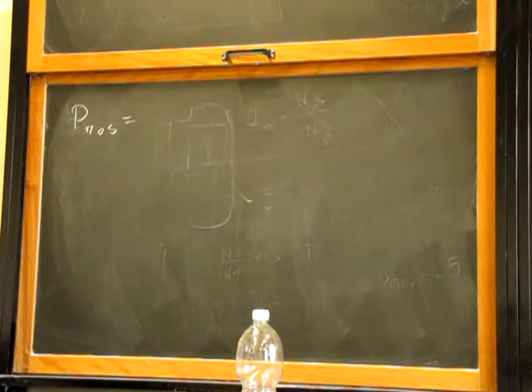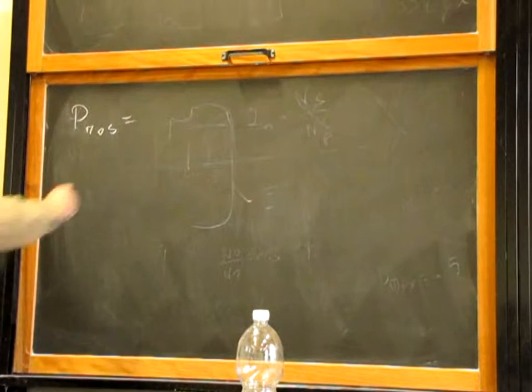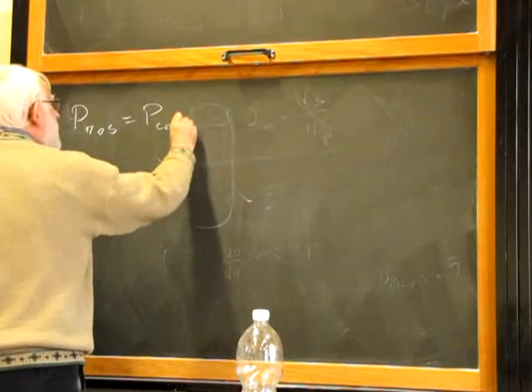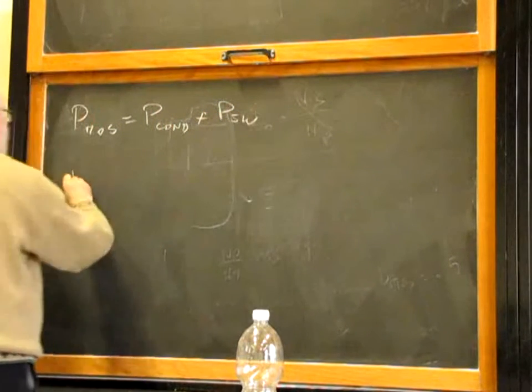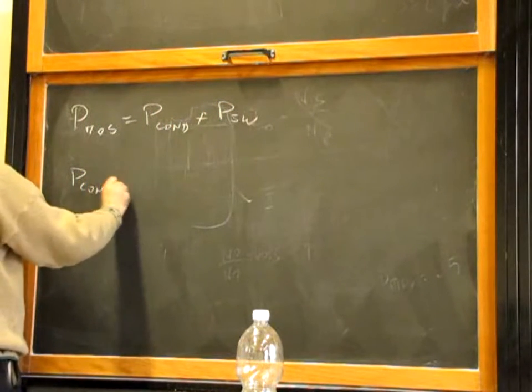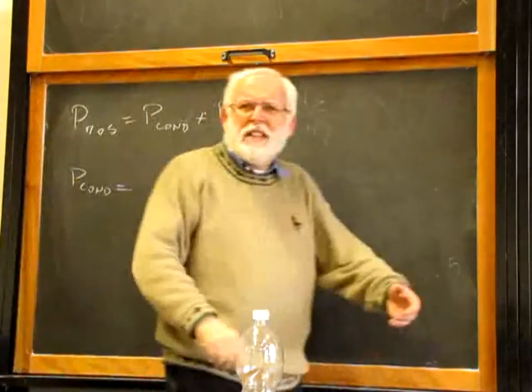There are two components: VDS times IO, the conduction power and the switching power, the switching losses. So we have P conduction plus P switching. P conduction equals, well, it's a resistance.